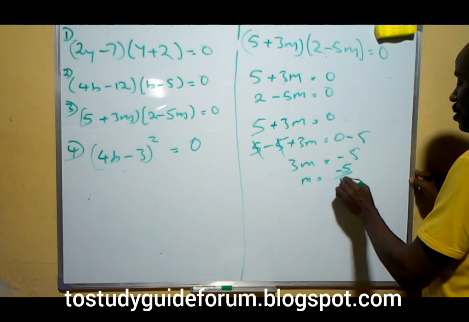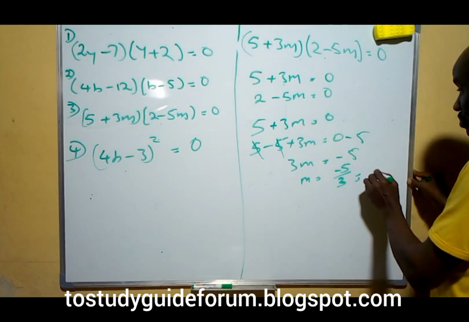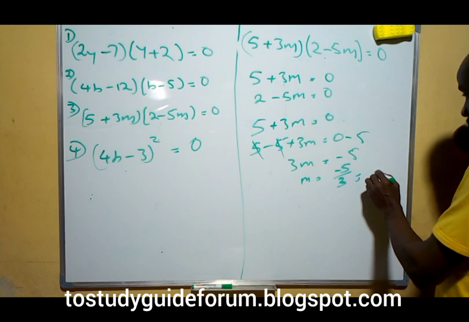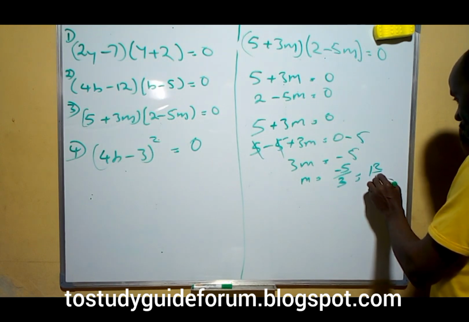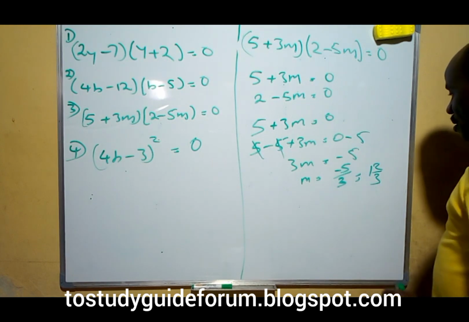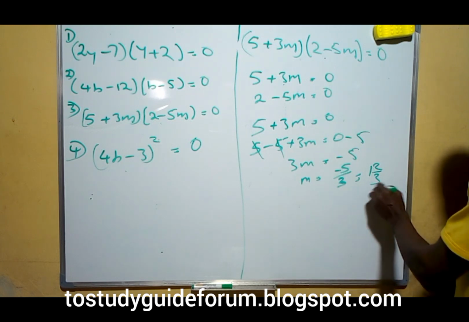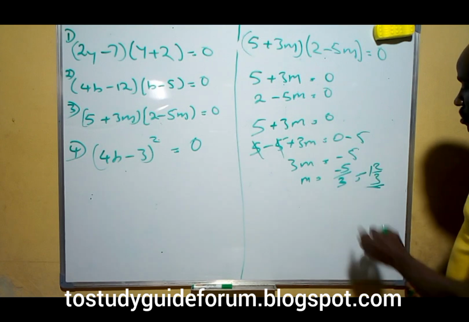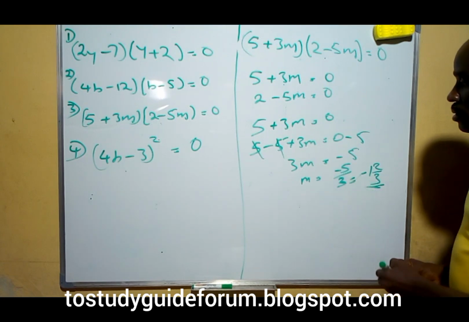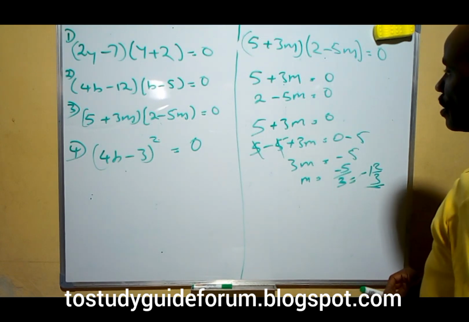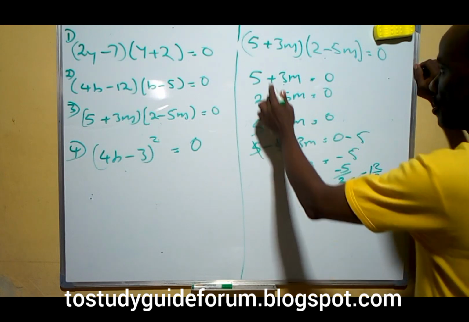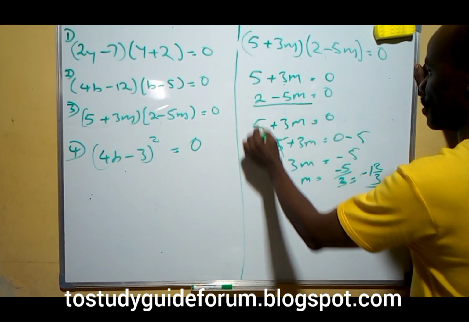That will give us 1 whole number, 2 over 3, minus. So for the next one, we have the second one. We're solving this now.